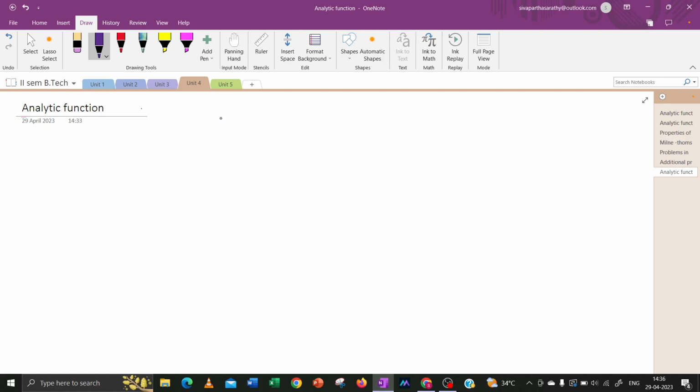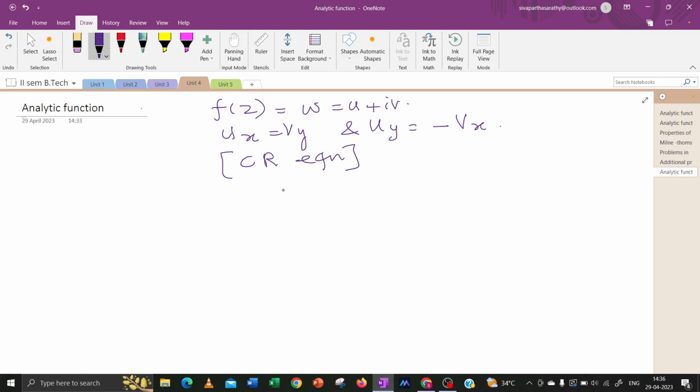It is called analytic function. An analytic function is a complex function expressed as f of z is w, which is u plus iv, when it satisfies some conditions: ux equal to vy and uy equal to minus vx. This condition is the necessary condition for the function f of z to be analytic. That condition is called the Cauchy-Riemann equation.